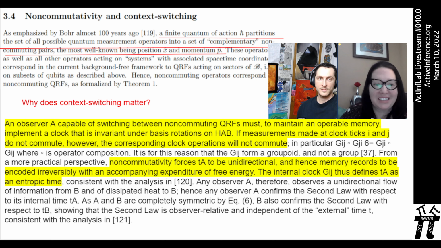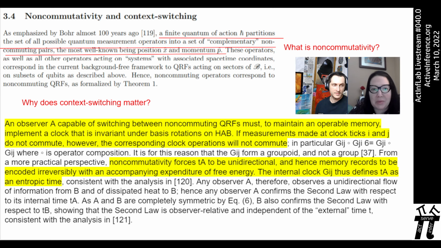So non-commutativity, context switching. We talked about non-commutativity. We talked about what commutativity means. And so non-commutativity would be the opposite of that. Here they say, as emphasized by Bohr 100 years ago, a finite quantum of action partitions the set of all possible quantum measurement operators into a set of complementary non-commuting pairs, the most well-known being position and momentum. So if you're trying to measure the position of a particle, you can't simultaneously measure the momentum of the particle at the same time. So that's non-commutativity.